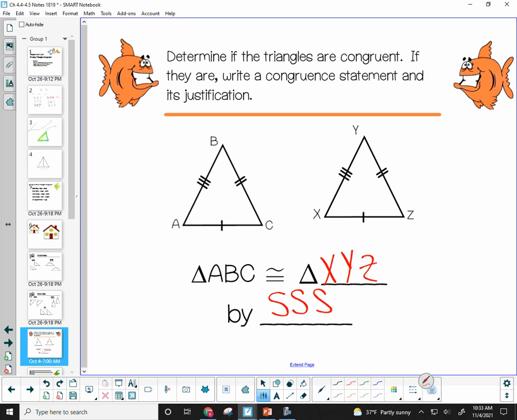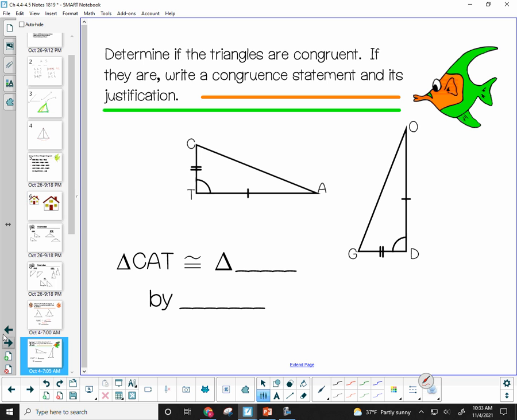All right. Next one. So first of all, do we have three congruent parts? Yes. Is it an acceptable combination? What do we have? Good. We have two sides and the angle in between it, right? Side, angle, side. That's called the included angle. All right. So what matches up with C? G. What matches up with A? O, and then D. Thought it was going to be dog.